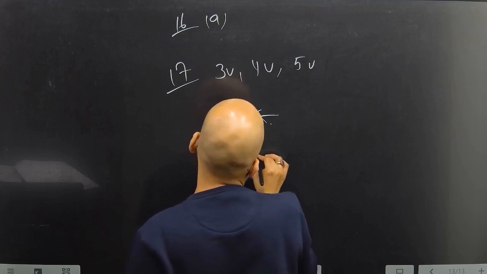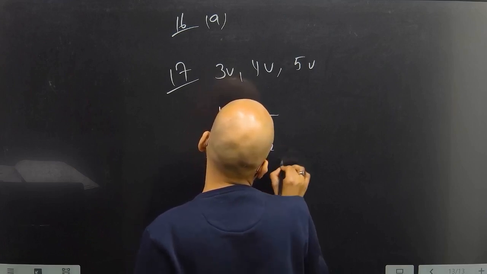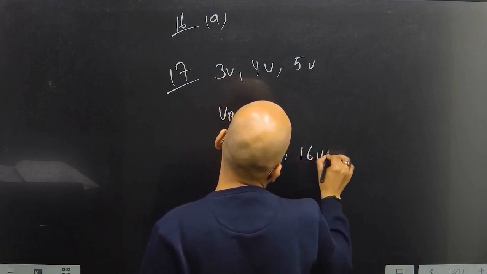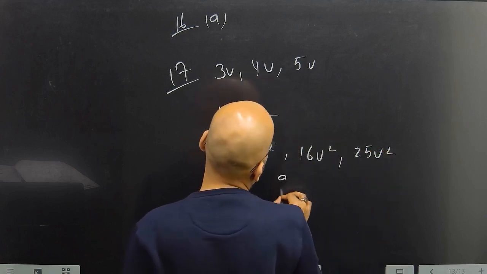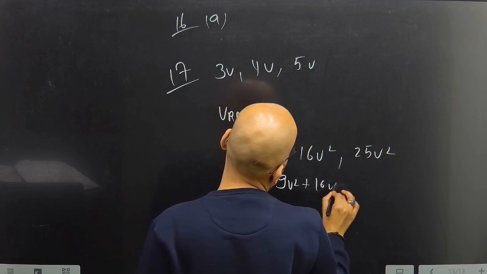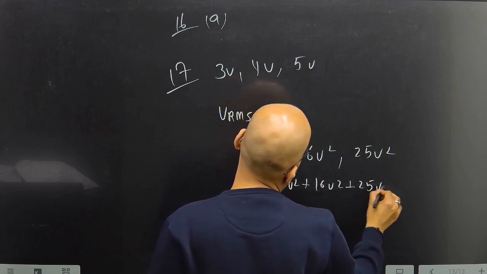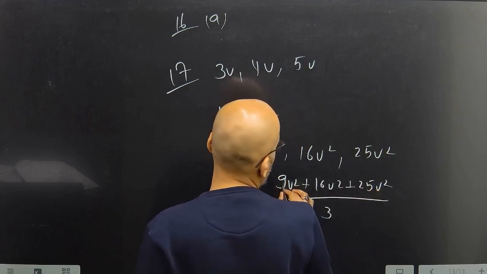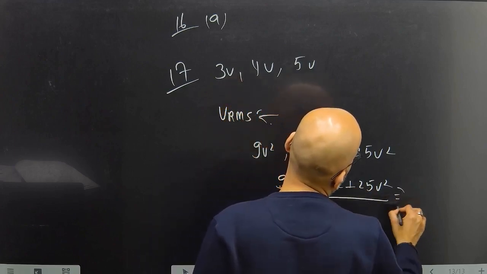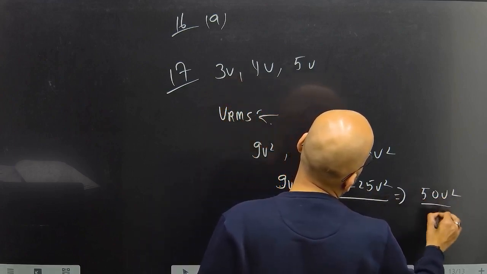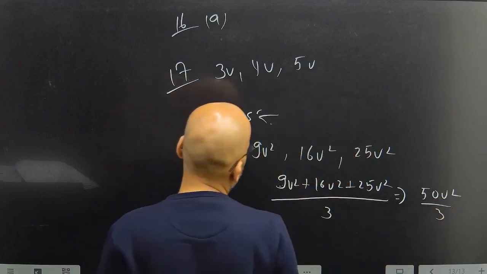Guys, RMS. First square it. So 9V square, 16V square, 25V square. Then take the mean. So 9V square plus 16V square plus 25V square upon 3. So 25, 50. So it will be 50V square upon 3. And then take the root.